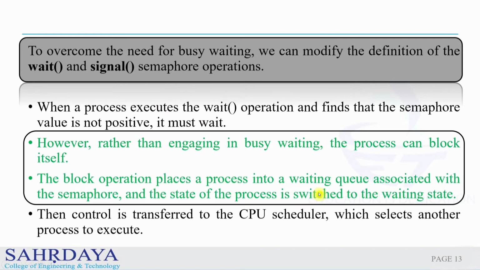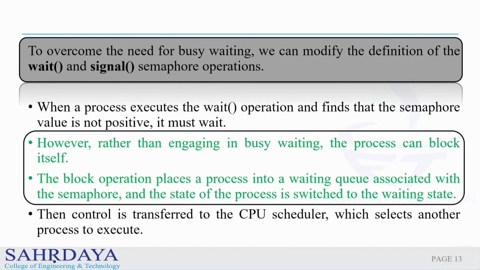The block operation places a process into a waiting queue. So instead of getting inside the while loop and looping inside it, the process which is trying to wait is shifted to the waiting queue and it is not looped inside the while loop. So it is done using the block operation, and what we are doing is that the state of the process which is waiting in the waiting queue is switched to the waiting state. By doing this, we can block a process from getting looped in the entry code. And then the control is shifted to the CPU scheduler which selects another process to execute. So this is what happens when we modify our wait and signal operation.